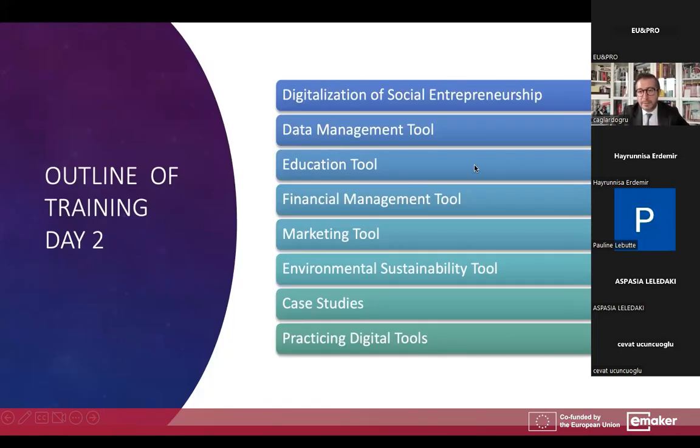Today, we are going to show you the digitalization of social entrepreneurship. To achieve this aim, we will be introducing you to a data management tool, education tool, financial management tool, and marketing tool. Also, in addition to all of these, we will speak about an environmental sustainability tool. And after giving these tools, we will have some conversation over successful case studies. And also, we will be trying to apply some digital tools by practicing them. I hope it will be a good day like yesterday.